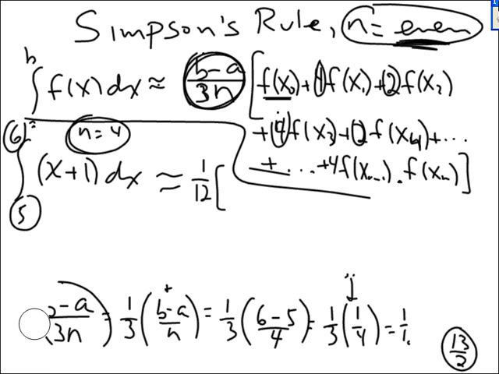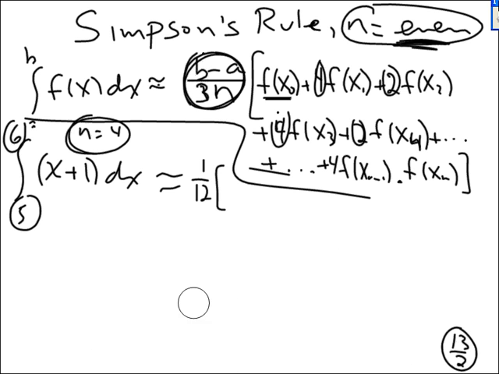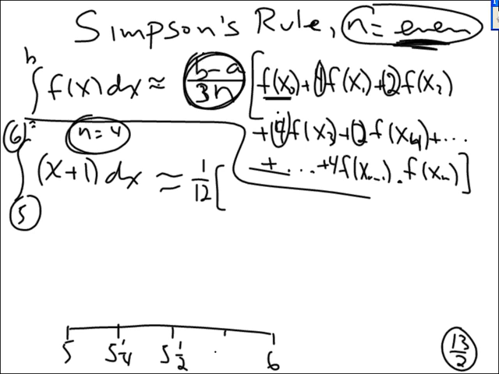Why do we need that? Well, that helps us get the x-sub values. We are going from 5 to 6, and delta x is 1/4. So you go 5, you add 1/4, you're at 5 1/4. You add another quarter, you're at 5 1/2. Add another quarter, you're at 5 3/4.